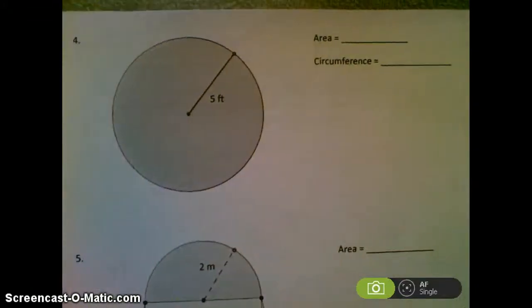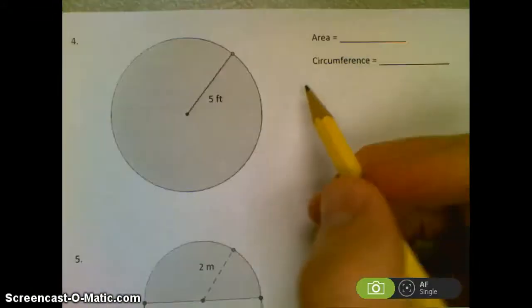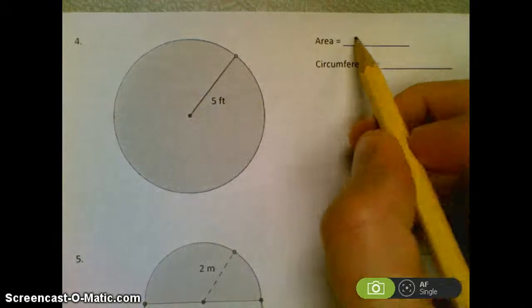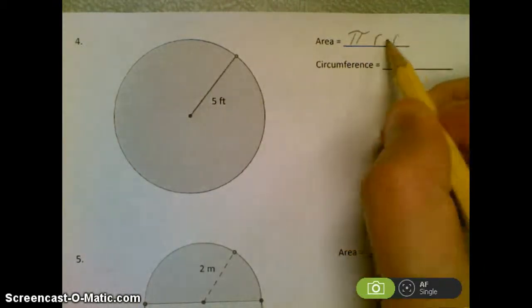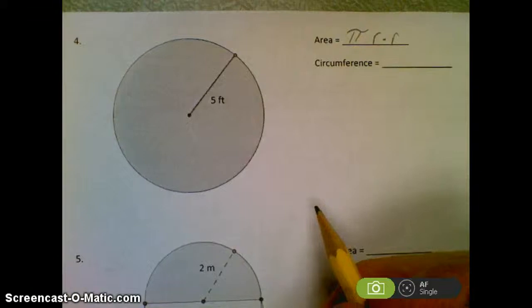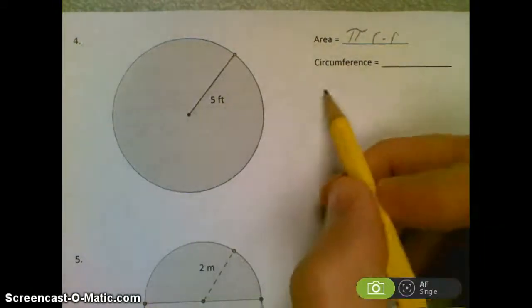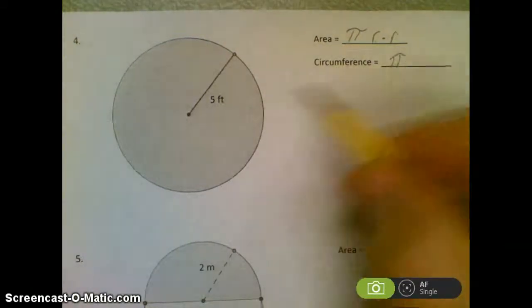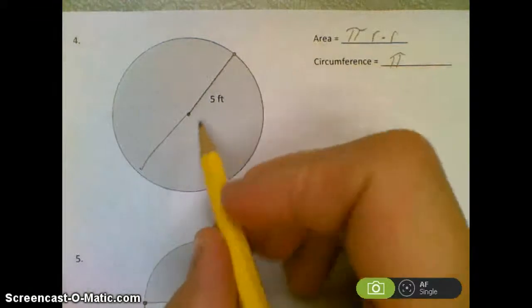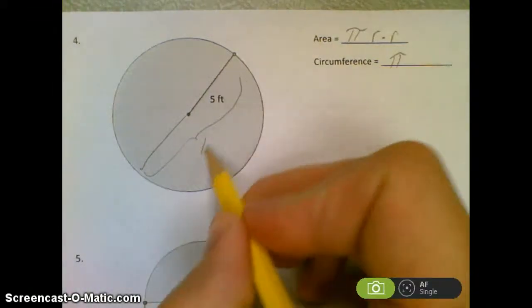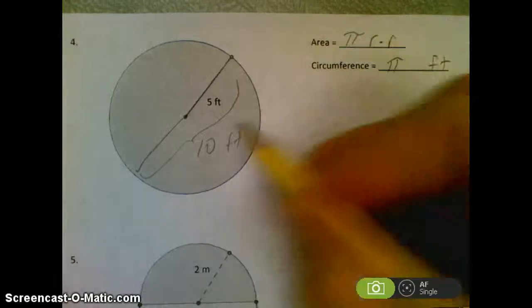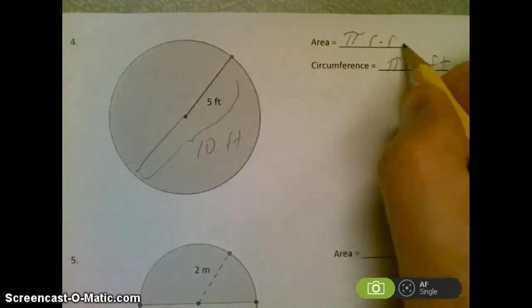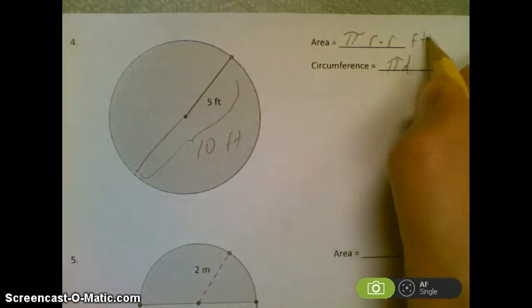On the back, area of a circle involves the radius, which is 5, so that would be pi times the radius again, pi r squared. And the circumference would be pi times the diameter. The diameter is all the way across. So all the way across, that's 10 feet. So this should have been pi times d, feet, and the area should have been feet squared.